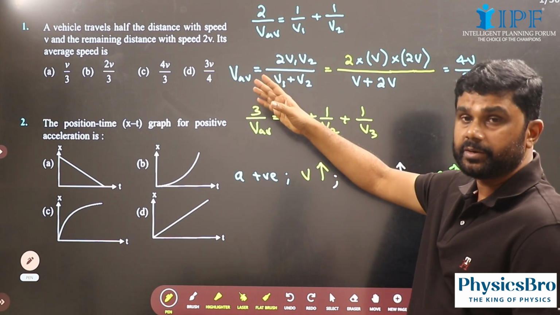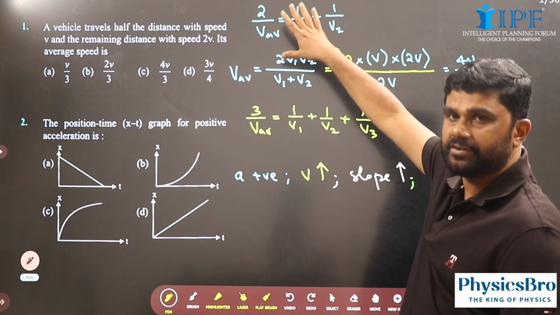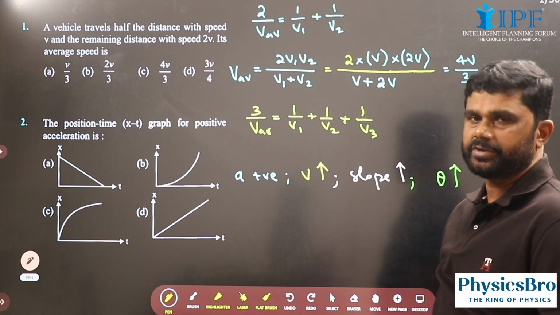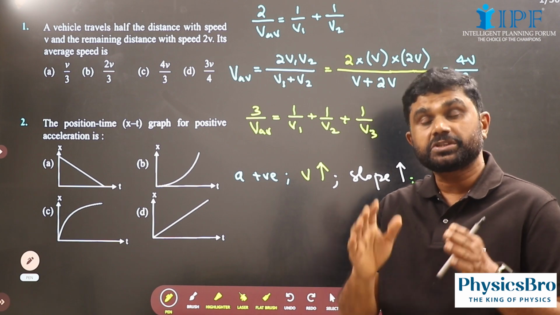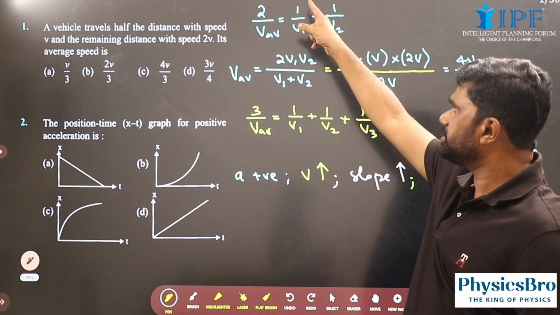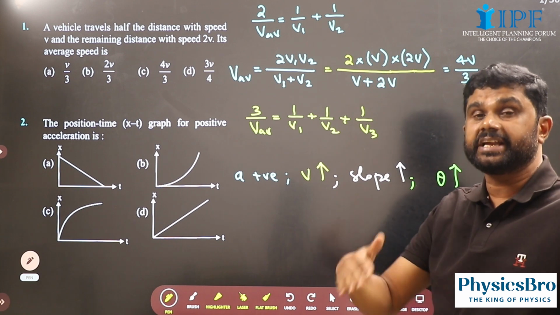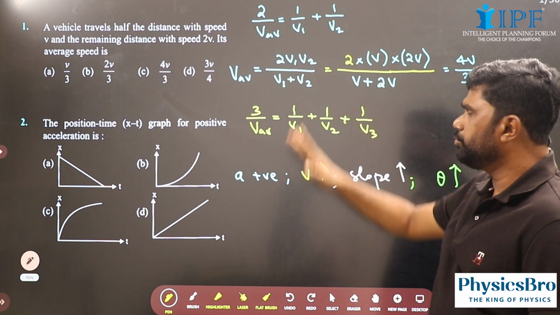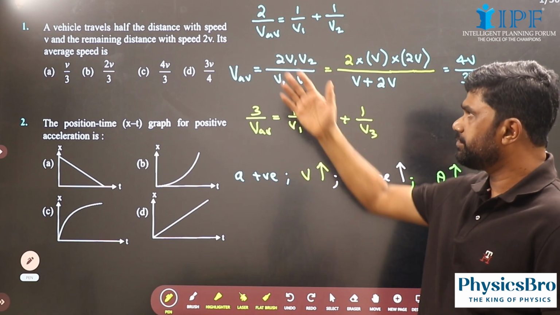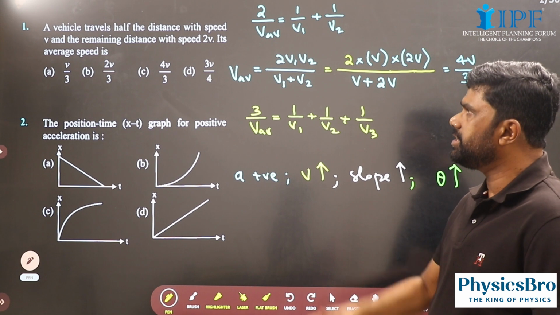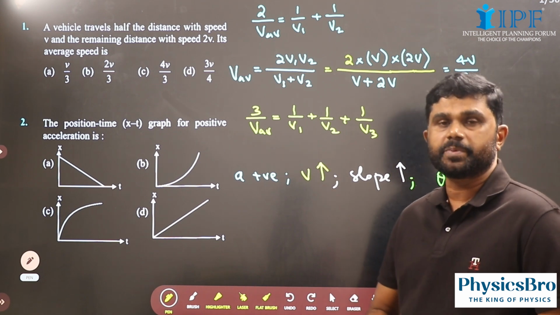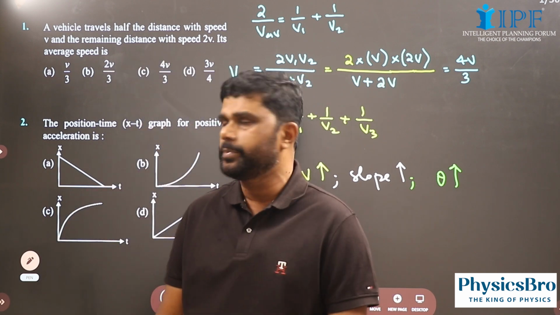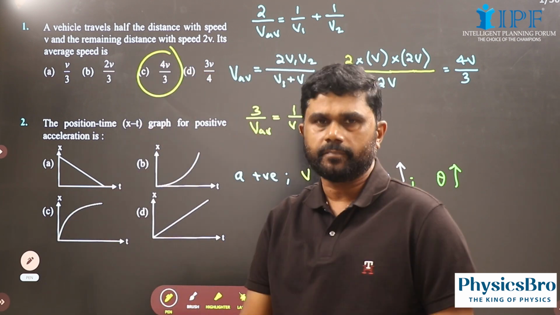So, the average speed will be, this is the most convenient form, or the most beautiful form: 2 by V average equals 1 by V1 plus 1 by V2. If the distance is divided into three equal parts, it will be 3 by V average equals 1 by V1 plus 1 by V2 plus 1 by V3, like that. Now V average equals 2 V1 V2 divided by V1 plus V2, and here the first half of the distance is covered with a speed V and the rest is covered with a speed 2V. So if we put values V and 2V, we will get 4V by 3. So 4V by 3.